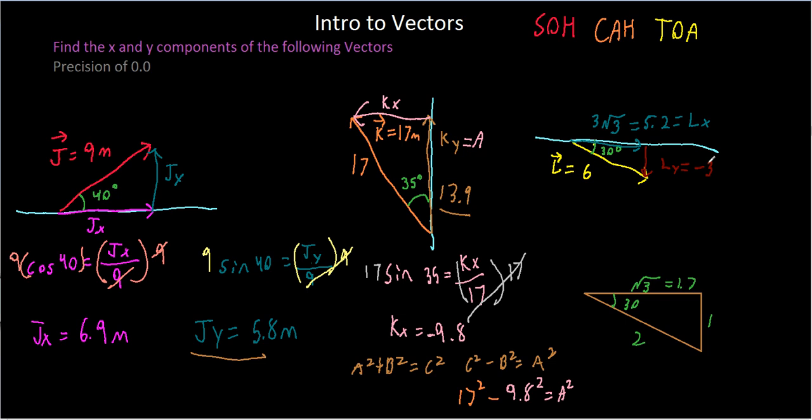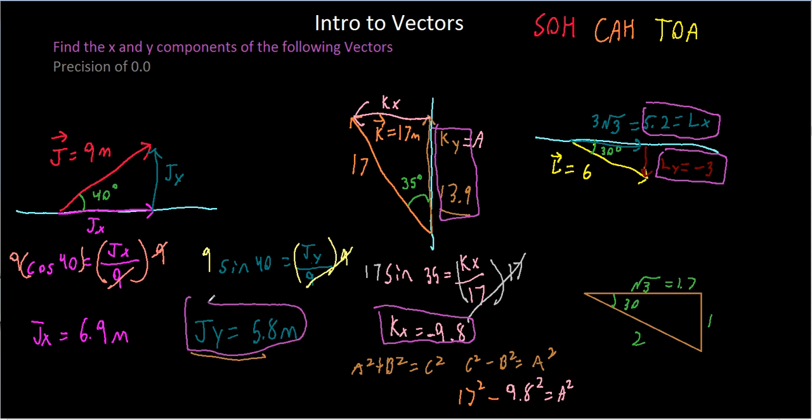Let me go ahead and just box our answers real quick. L of x equals 5.2. L of y equals negative 3. We got k of x equals negative 9.8. And we had k of y equals 13.9. And then, of course, these answers as well.